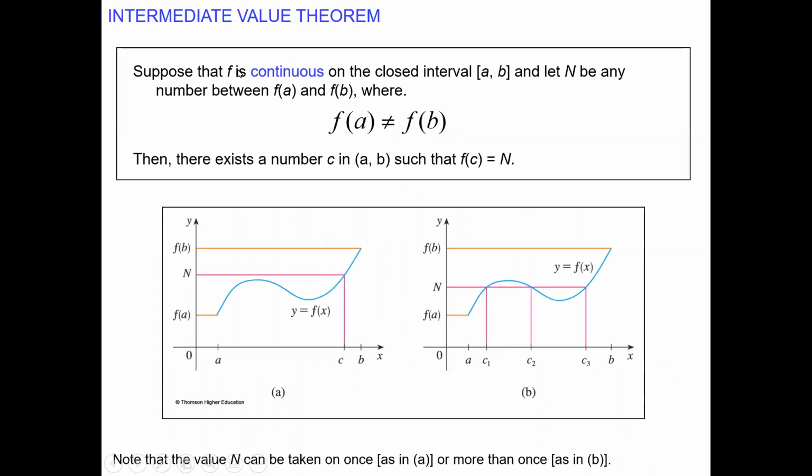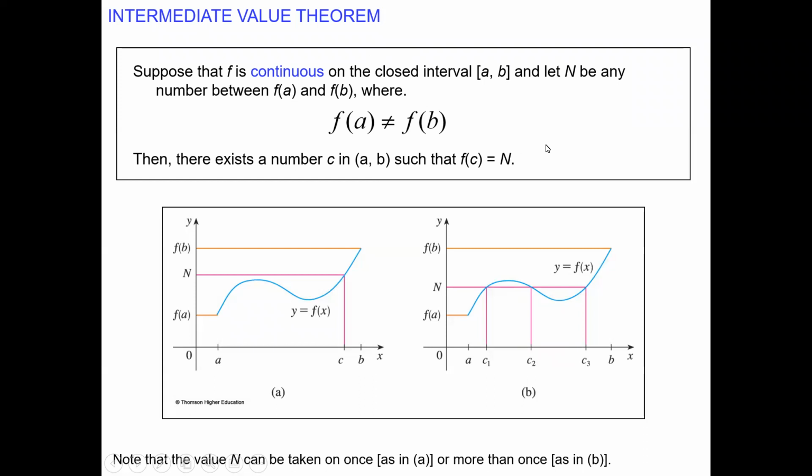Suppose that f is a continuous function on the closed interval from a to b, and let n be any number and value between f of a and f of b. Also assume that f of a is different than f of b. Okay, those are the conditions. Then there exists a number c between a and b such that the value of f at that c will be n.